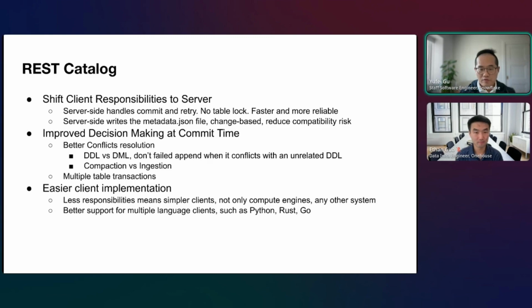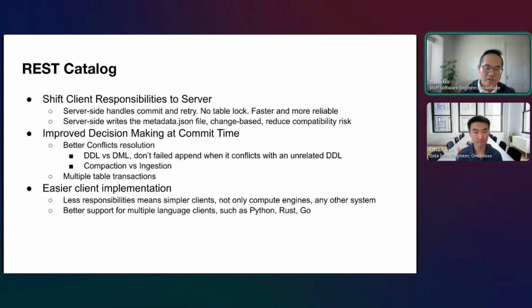The server usually knows better context of how to resolve conflicts. So it improves the decision-making and the commit time. For example, when you have DDL versus DML, you don't have to fail one of the commits if they are compatible. The server just consolidates them and commits them as a new commit. So it saves a lot of back and forth between the client and server.